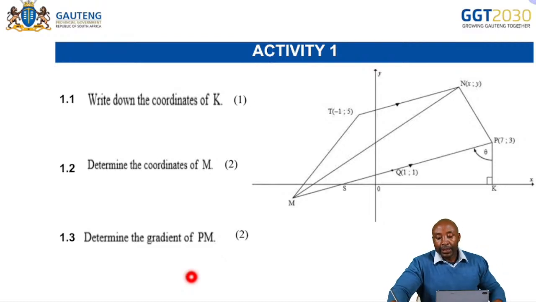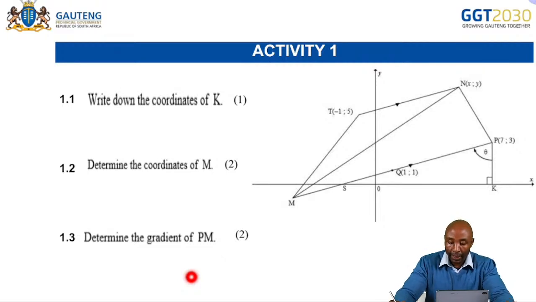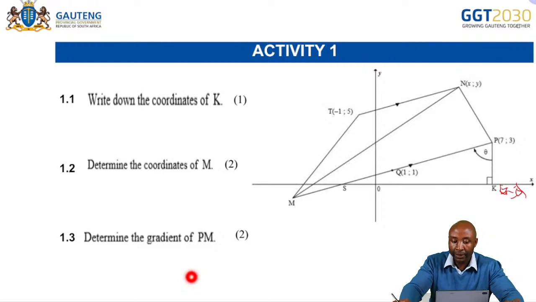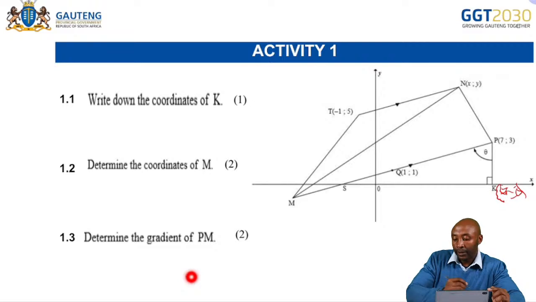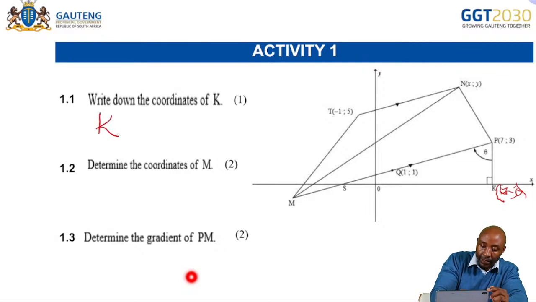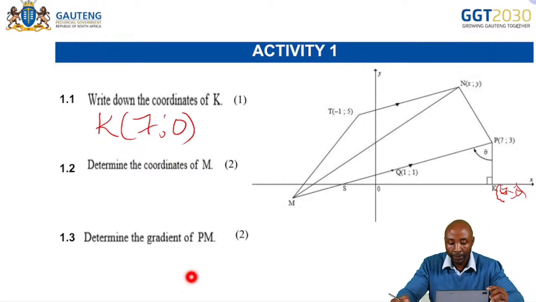If you look at K, the angle given there is 90 degrees. It means KP is a vertical line. So first, before you answer, do it on the diagram so that you know what's happening. The coordinates of K become 7 and 0 because that's the x value there. It will be the same as the x value at P. So I can write K is 7 and 0. I get my 1 mark.